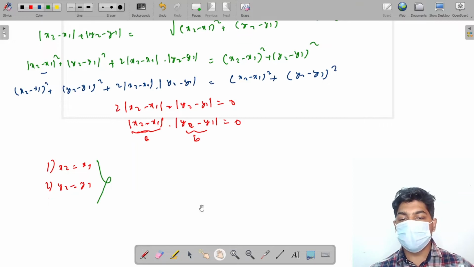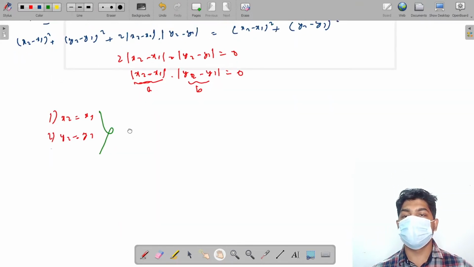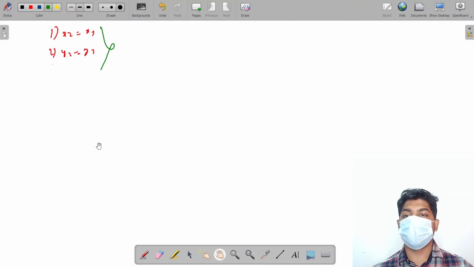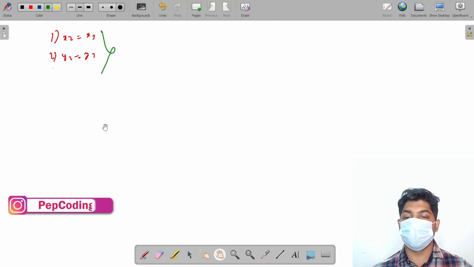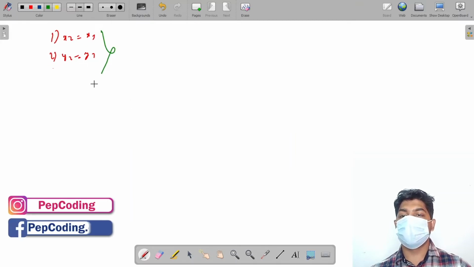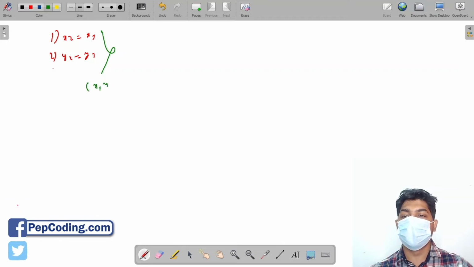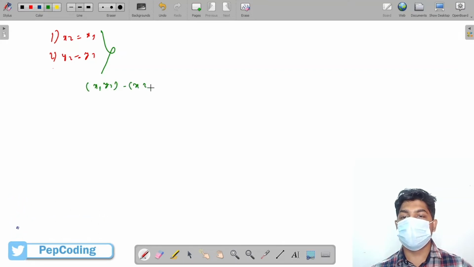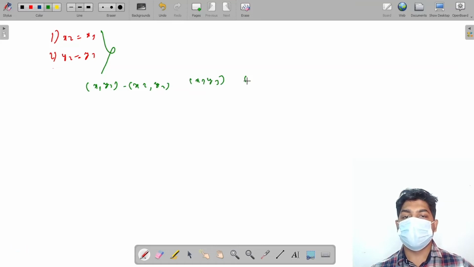Okay, this was the mathematical part, where we got the mathematical idea of what we need to solve this particular problem. But now let's see how we can code this problem, how we'll be able to convert this into code. So what we'll be needing is some points. Let's suppose (x1, y1) is 1 point, (x2, y2) is 1 point, (x3, y3) is 1 point, and (x4, y4) is another point given to us.